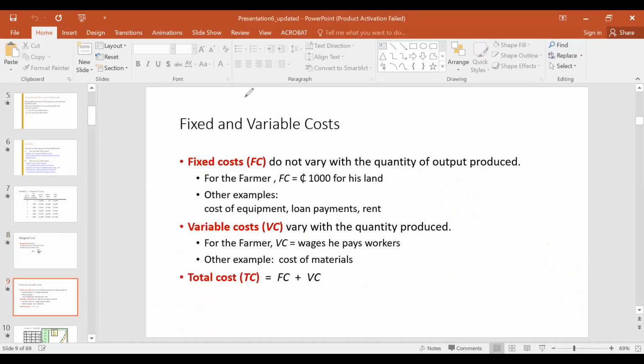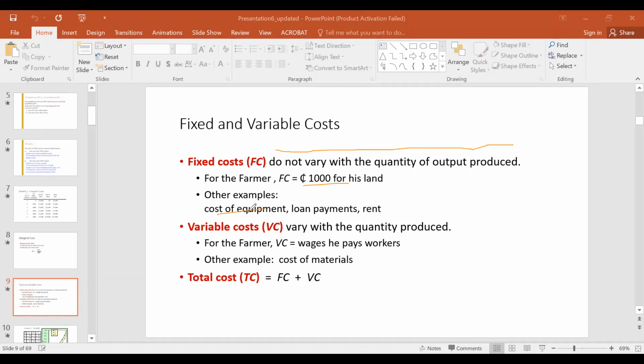I already talked about these guys. What is a fixed cost? They do not vary with the quantity of output produced. For our wheat farmer, his fixed cost was 1,000 for land. Now, if you paid for equipment, whether you produce more or not, it doesn't change the cost of the equipment. If you rent a wheelbarrow to work, whether you are producing 1,000 or 2,000, the cost of the wheelbarrow is fixed. Loan payment will also be fixed. Whether you produce more or not, how much you are paying for the loan is fixed.